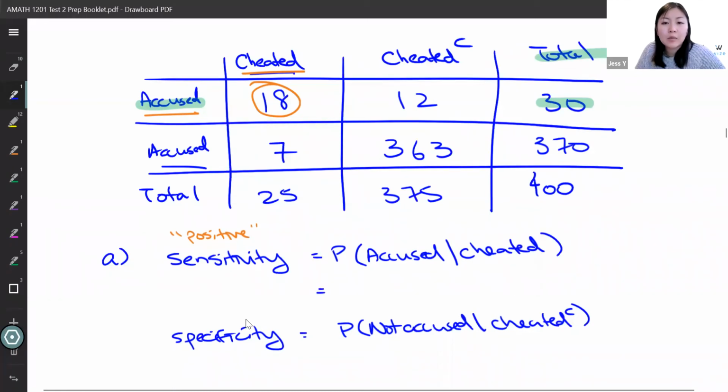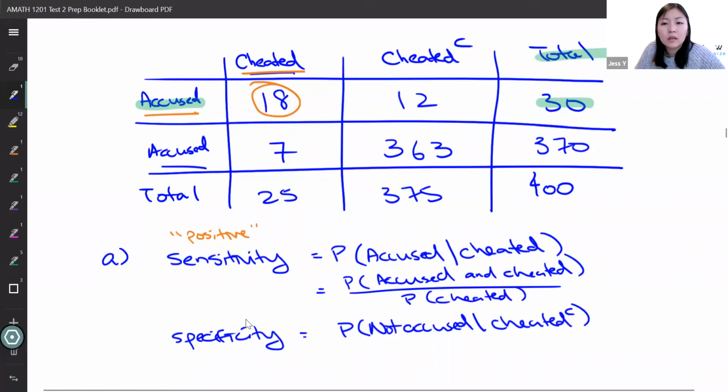So the probability that someone was accused given that they cheated is the probability that they were accused and cheated divided by the probability that they cheated. So now we go to the table. Accused and cheated, that's 18. It's 18 out of 400, that's the probability. Divided by the probability of cheated. So now I'm going to go to the cheated, that's 25 out of 400. And if you simplify this, this is 18 out of 25.